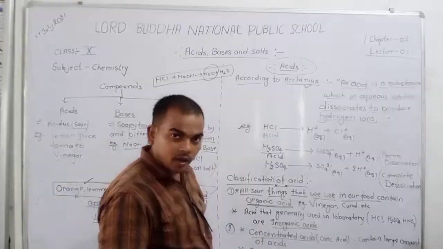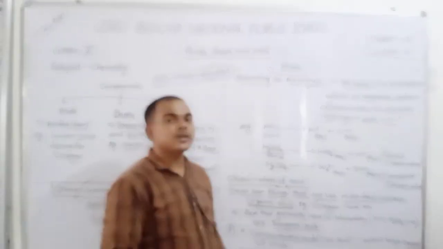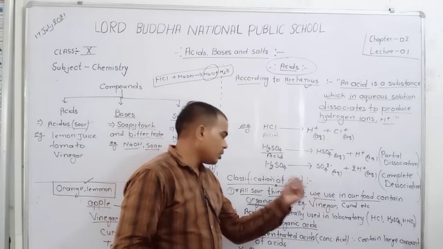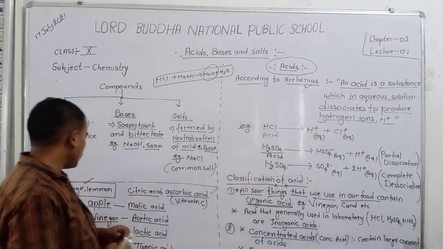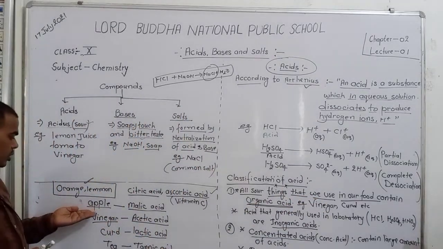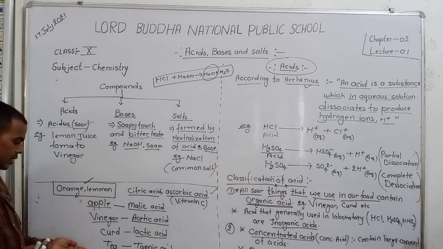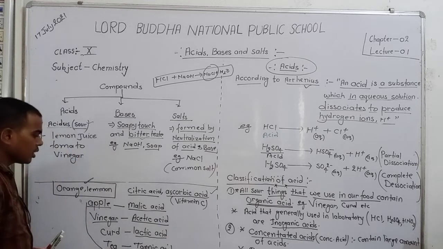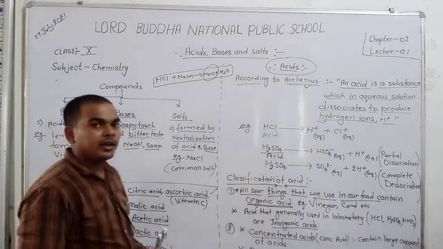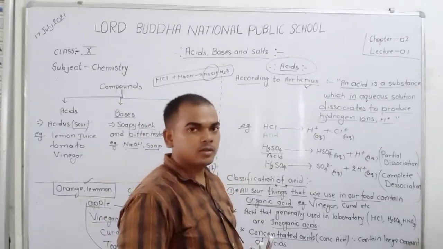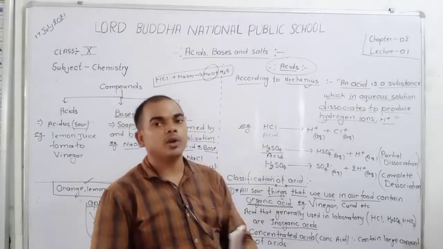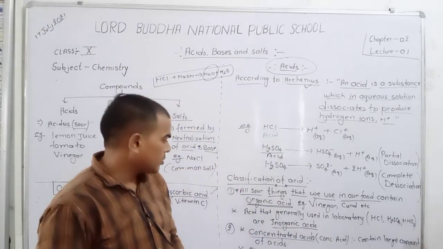As like vinegar, curd, etc. These are organic acid. Here we take in our food apple, vinegar, curd, tea. So these also contain organic acid. Okay, student. The acid present in our diet, our food, is known as organic acid.